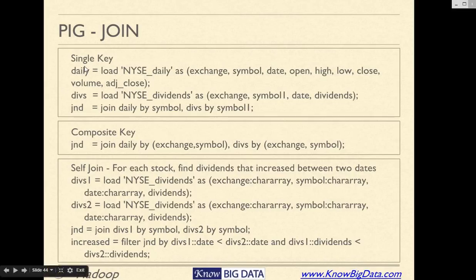So you can join the data on a single key. For example, in this, we are loading two files, NYSE daily and NYSE dividends, and then we are saying join daily by symbol and divs by symbol1. So here we are joining on one column. We are saying join one table on one column with the other table on another column, right? So this is the way we join. We say join daily by symbol, divs by symbol. Consider daily and divs as table names and symbol is what you want to join on, symbol and symbol1. You can also have composite joins.